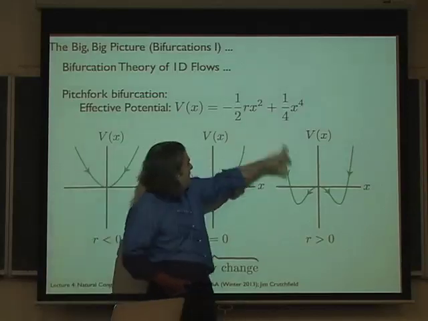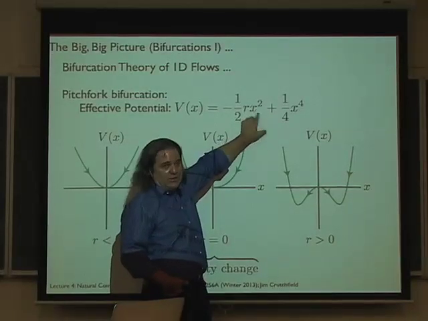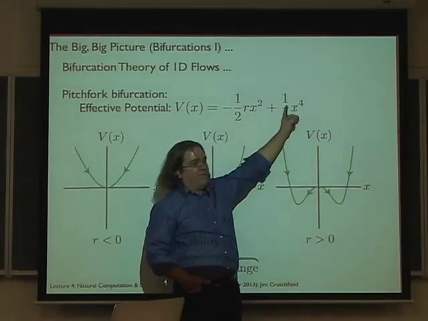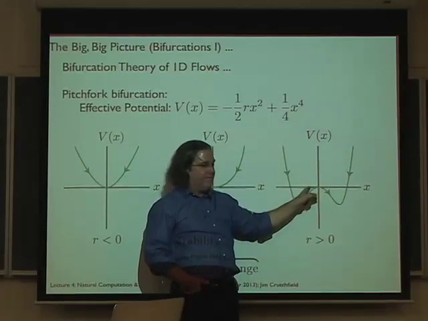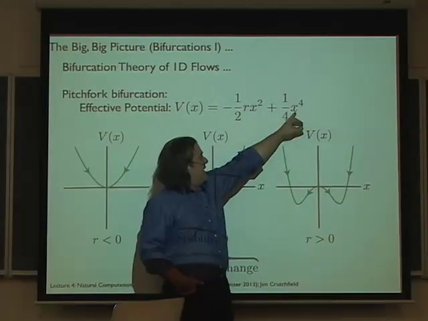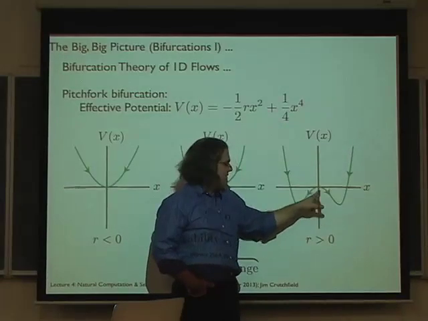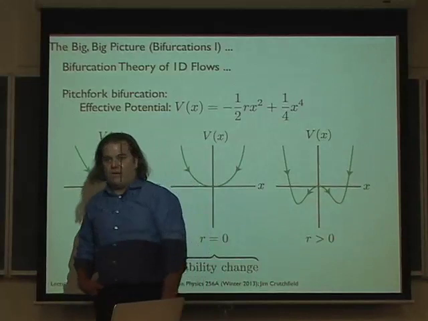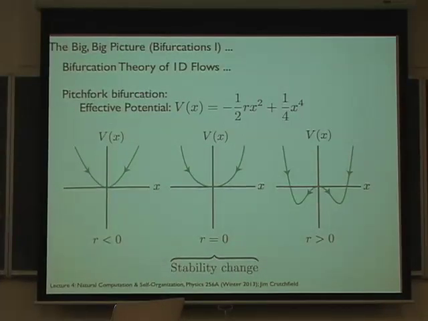But then, when r is positive, what happens is this square potential turns over, it's unstable. So near the origin, the x to the 4th term goes away. We just have this, but now it's negative. Far enough away, the x to the 4th dominates and the potential increases again. So we get 2 potential wells. So an unstable maximum, the origin, and then 2 stable minima, the corresponding fixed points. Okay, sometimes that's helpful to think about this pitchfork bifurcation.